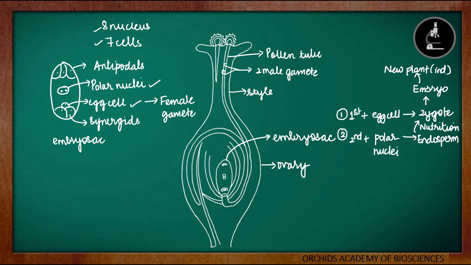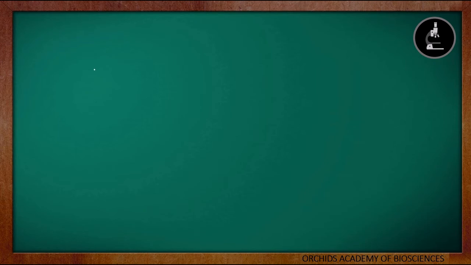So we are clear with what happens with these two male gametes. One will fuse with the egg cell, another will fuse with the polar nuclei. The one which fuses with the egg cell will develop into an embryo later, and the one which fuses with the polar nuclei will form the endosperm, which will be nourishing or providing nutrition for the developing embryo. So now we have an idea of what fertilization is.